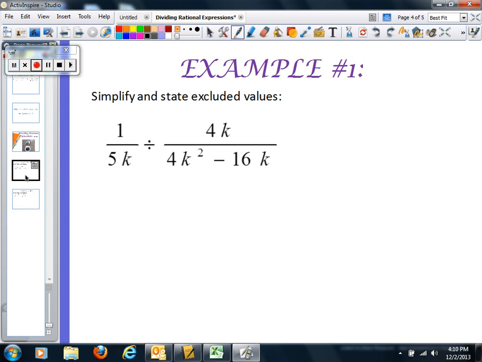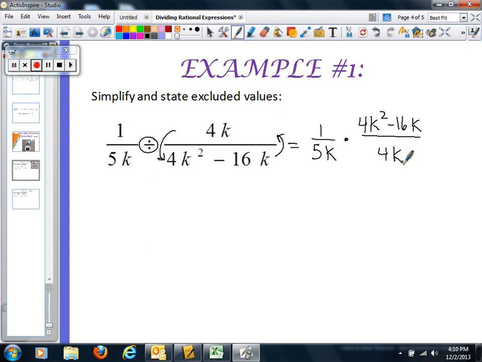So the first thing we want to do is get this from division to multiplication. And you guys should remember that dividing by a fraction is the same thing as multiplying by its reciprocal. So I'm going to multiply and I'm going to flip the second fraction. So this becomes 4k squared minus 16k all over 4k.